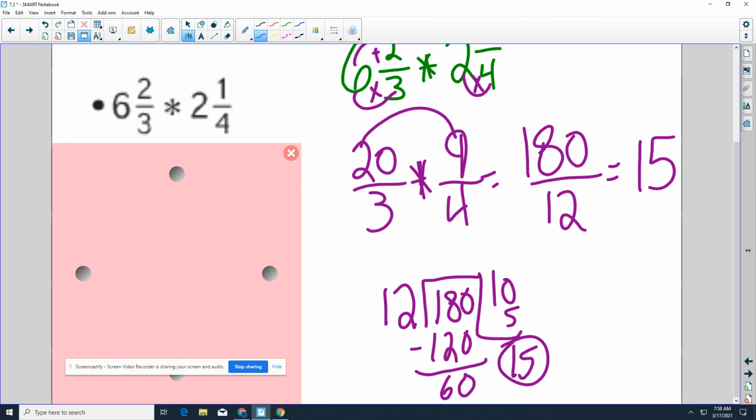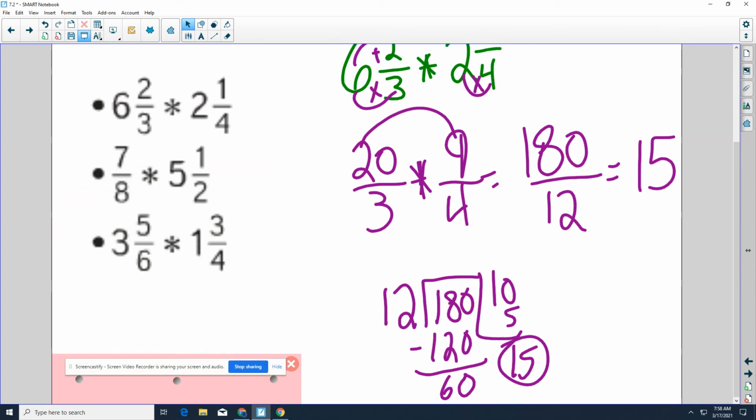So you want to convert your mixed numbers to improper fractions, multiply straight across. Then if you have an improper fraction as your product, you want to convert it back to a mixed number. Okay. And so here's some other problems for you to try. So go ahead and pause the video and try the next 2 problems.